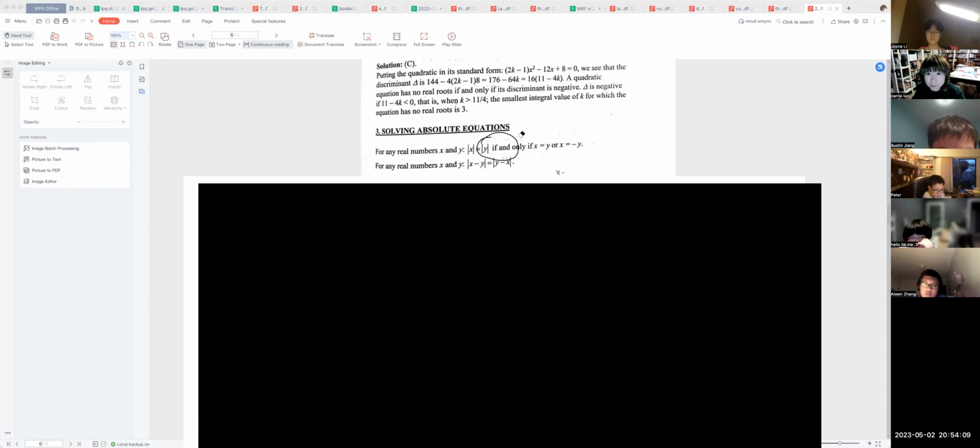The most important part here is that we also have the absolute value. For any real numbers x and y, the absolute values are equal if x equals y or x equals negative y. Also, the absolute value of x minus y always equals the absolute value of y minus x. Understood, everybody? Look at the screen. If the absolute value of a minus 4 equals 5, there are always 2 options: a minus 4 equals 5 or 4 minus a equals 5.